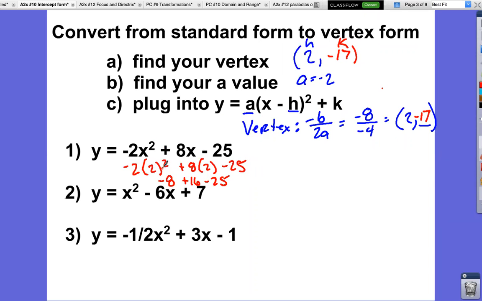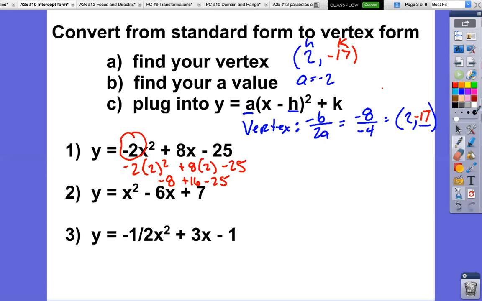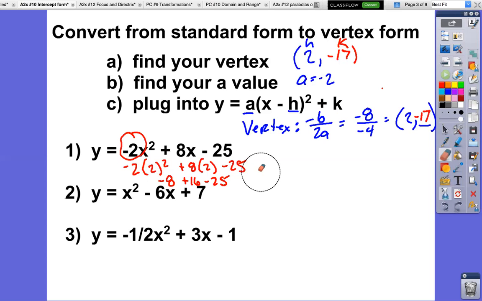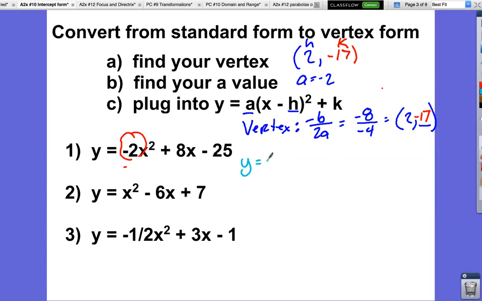So remember, you have to square before you distribute. So once I found my a value, which this is still your a value, and my vertex, now I can just plug this back in. So if I want to just plug this back in, y equals, my a value is -2. If my h value is 2, what goes in my parentheses?